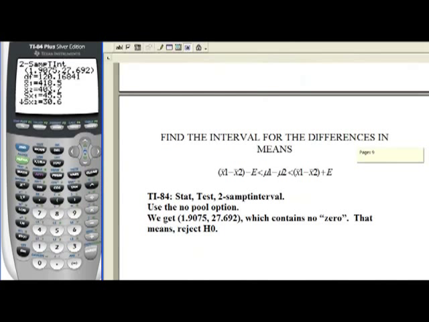When you do that, you simply get the interval 1.9075 to 27.692, and it doesn't contain the 0. That means you reject H null, which is the first conclusion that we arrived at.